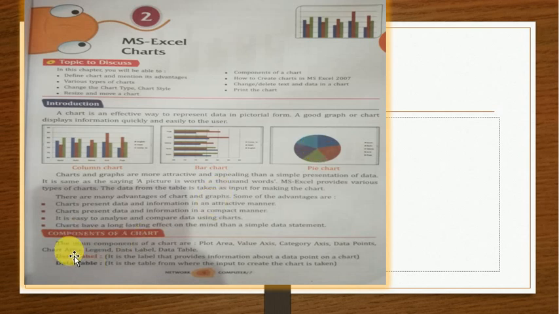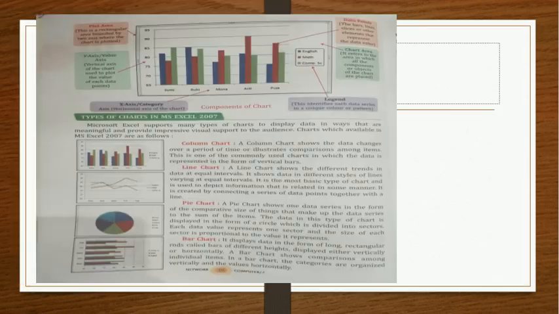Next is components of a chart. So what are the components of the chart? The main components are the things which make up a chart: plot area, value axis, category axis, data points, chart area, legend, data label, and data table. So we are going to study all of these here.